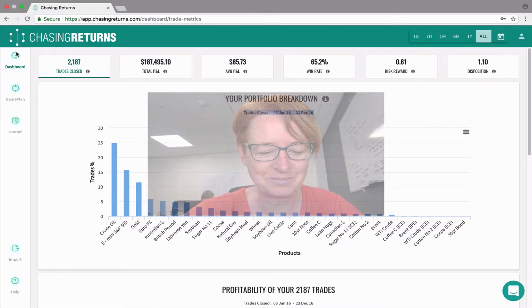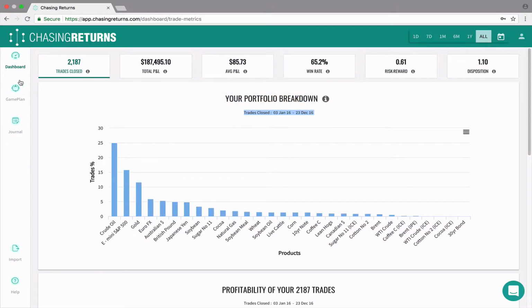We're looking at Chasing Returns GamePlan product. We're going to start with the dashboard, and we've preloaded an account here, 2,000 trades that made $187,000, and some of our metrics: average P&L per trade, the win rate, which is what percentage of trades are winners, the risk reward, which relates to, on average, the size of winners compared to losers, and the disposition, how long a trader is spending in winning trades versus losing trades.